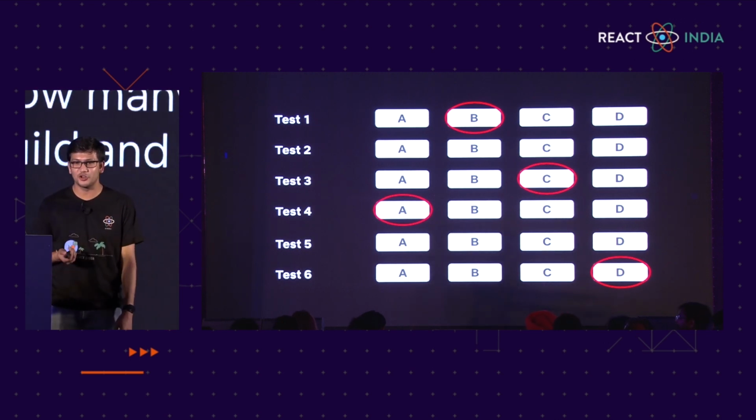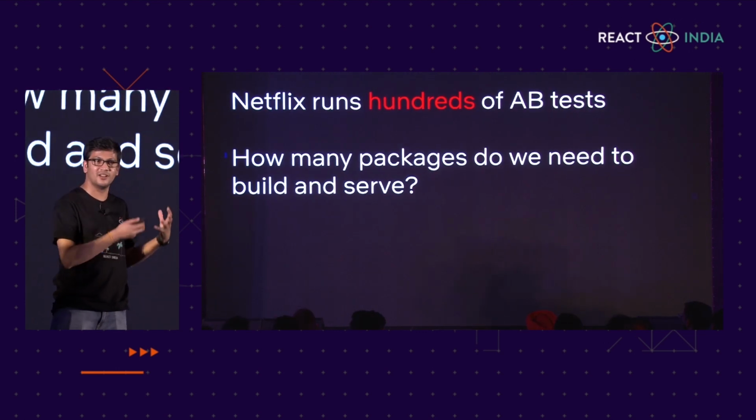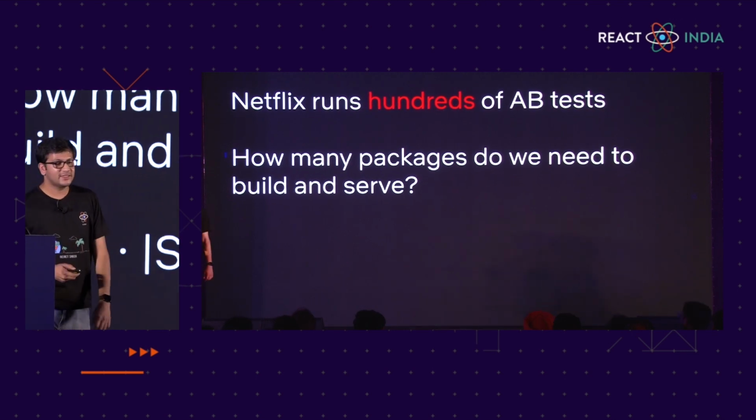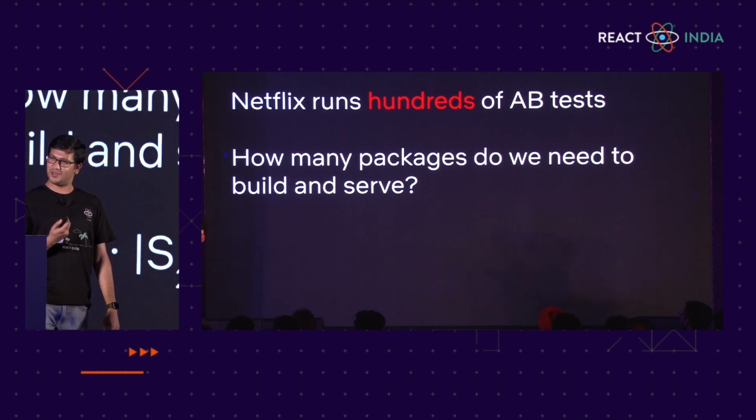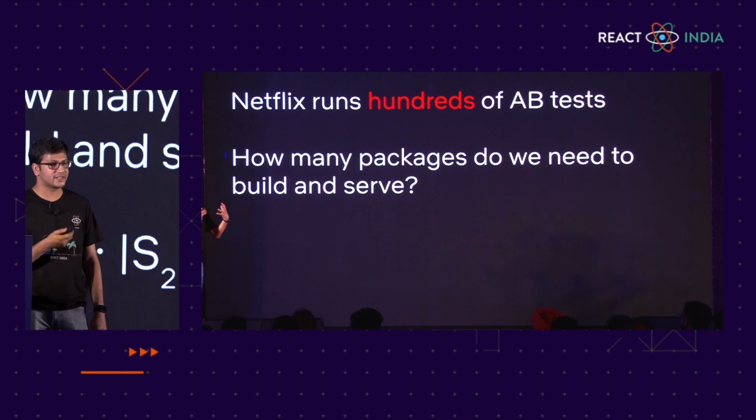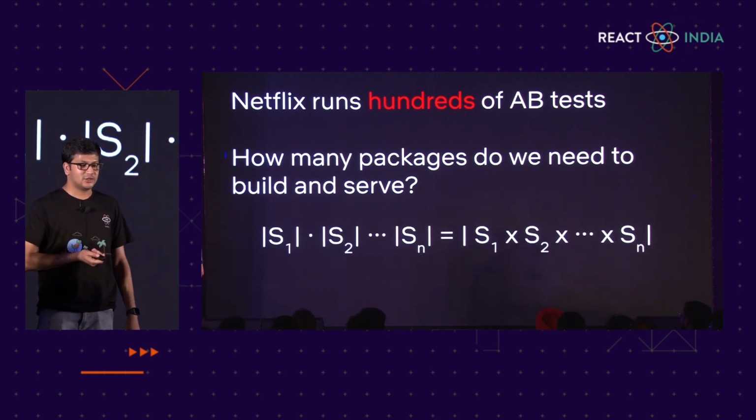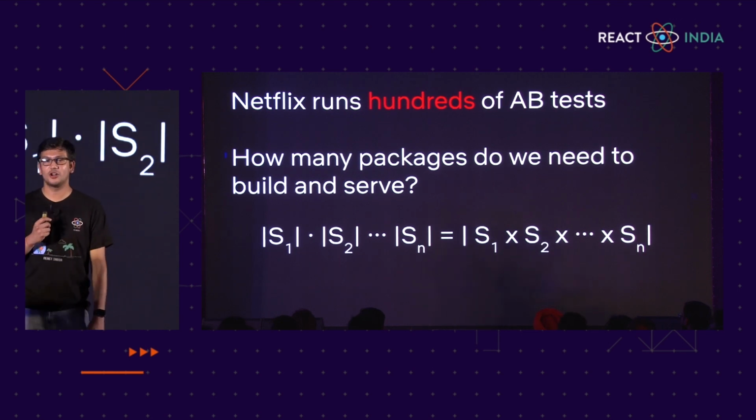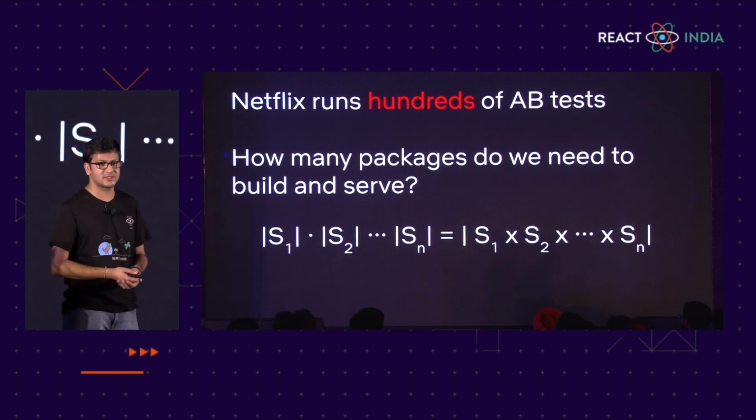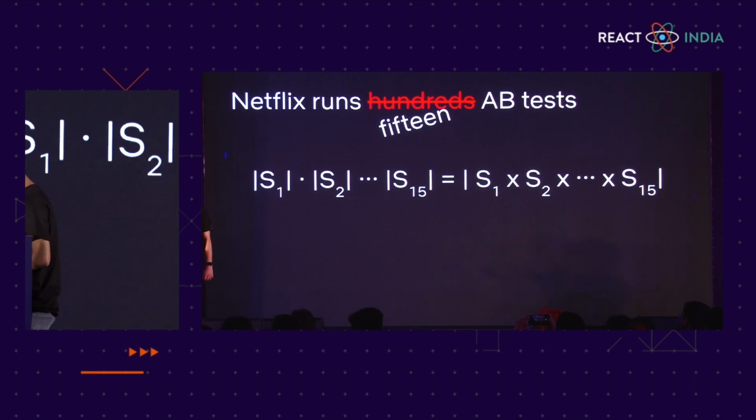How many packages should we be building and serving with all these tests, and they have to be smaller and cater to those specific A/B test allocations? Well, the math here is pretty simple. It's just the Cartesian product of all the test variations you have in each of the tests. Okay? So let's simplify this a little bit. Let's talk about just 15 tests, and let's assume these tests have just 4 variants each. Okay?